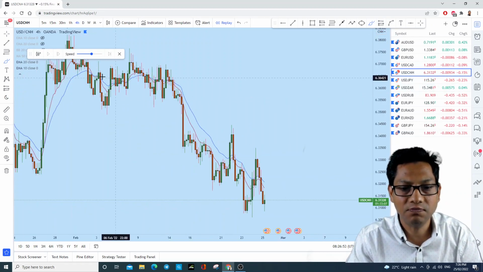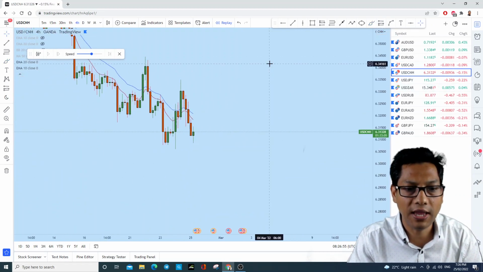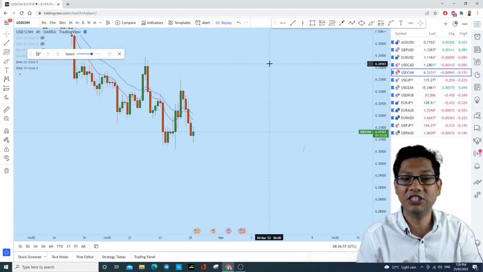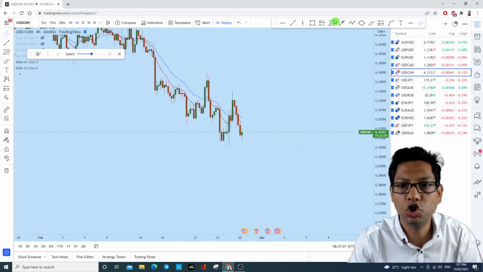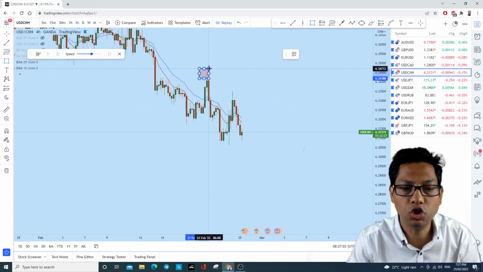USD CNH is bearish. Okay, so against CNH, USD is bearish. We see that after this head and shoulder, you see there was a head and shoulder here.